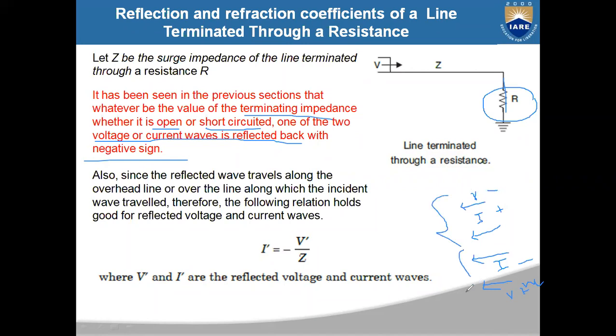Whatever the terminal impedance, whether open circuit or short circuit, one of the two waves is negative. Open circuit means the resistance is infinity, and short circuit means it is 0. For the open circuit case, the voltage wave is reflected back with a negative sign and the current wave is positive. For the other case, the current is negative and the voltage wave is positive. These reflected waves, whether voltage or current, travel back from the terminal of the line towards the source end.